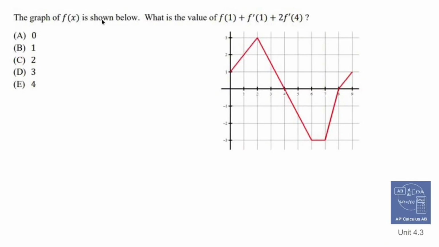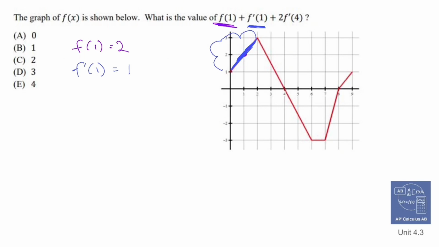The graph of f of x is shown below. What is the value of f of 1 plus f prime of 1 plus 2f prime of 4? All right, f of 1 is going to be, what do I get when I plug in 1? I get 2, so f of 1 is 2, easy peasy. F prime of 1 is, what is the slope at 1? Well, the slope at that moment is attached to this straight line here, where it's going to be a slope of positive rise 2, run 2, so my slope is 1, so f prime of 1 is 1.